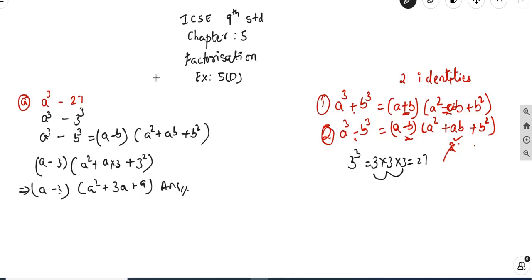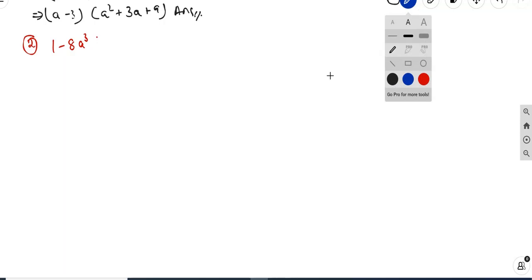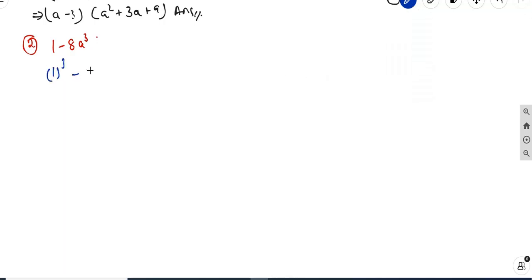Okay, we'll go for question number 2, which is given as 1 minus 8a cube. How do I write 1? I can write 1 as 1 cube, minus 8a cube. What is 8? It is 2 into 2 into 2. 2 twos are 4, 4 twos are 8. So I can write 8 as 2 to the power of 3, that is 2 cube.